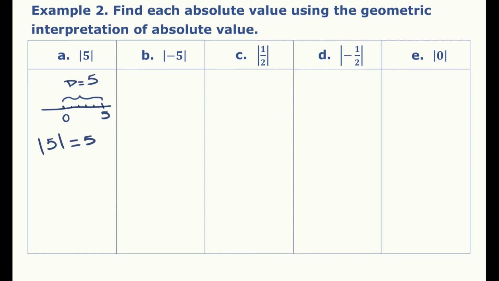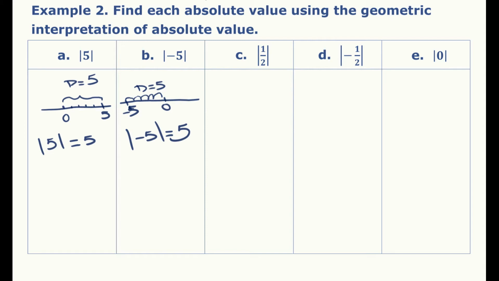What about the absolute value of negative 5? Well, this time we're going to need the distance between negative 5 and 0. Yeah, the position of negative 5 is different from 5, but nevertheless, it is only 1, 2, 3, 4, 5 units away from 0. So once again, the distance is 5, which means therefore the absolute value of -5, which is the distance between -5 and 0, is also going to be 5. You see how nicely that works out? Exactly the same as before.